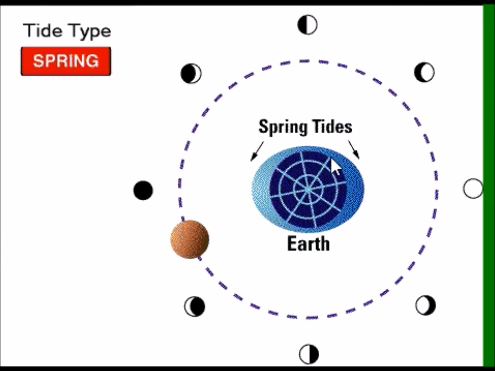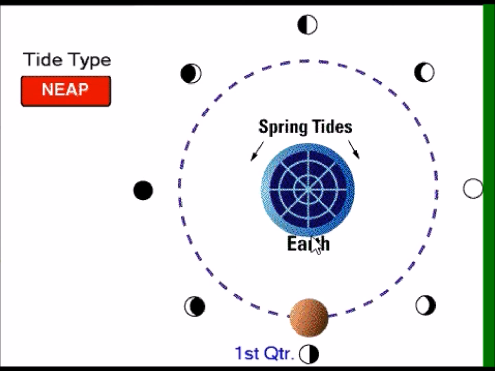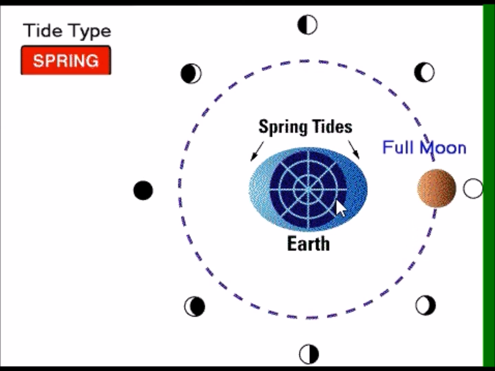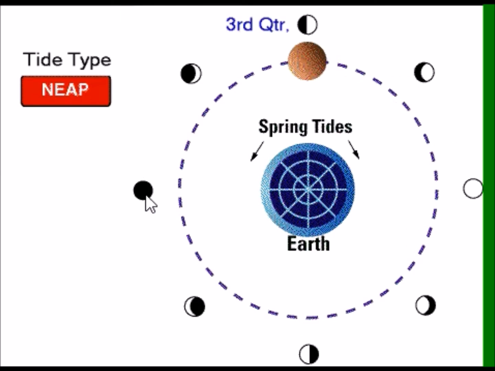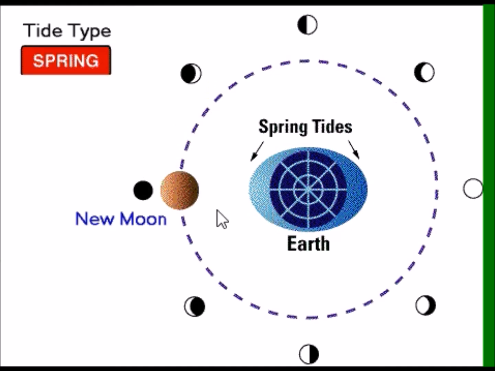So if you watch the water level during a neap tide, it's not quite as high, is it? But when it gets to the full moon or to the new moon, it's significantly higher.